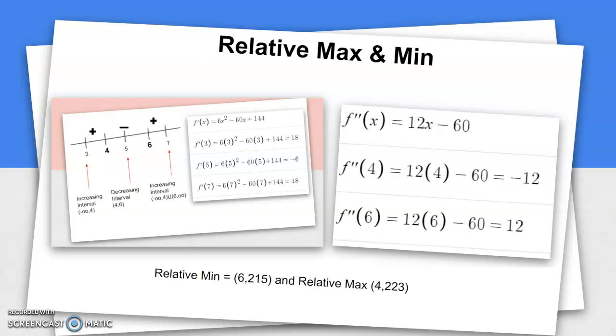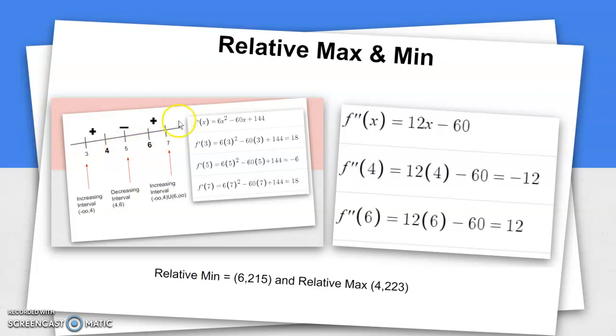Now we'll examine relative max and mins. We can use the first derivative and the second derivative for this. Looking at our first derivative, we can see that it goes from increasing to decreasing, thus having a relative max, and then decreasing to increasing, thus having a relative min.